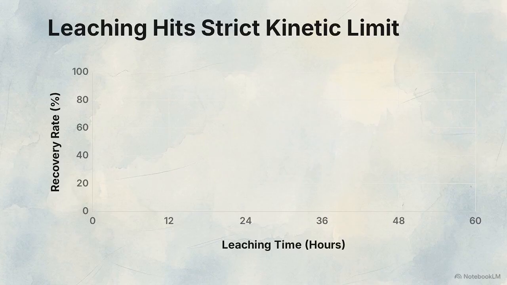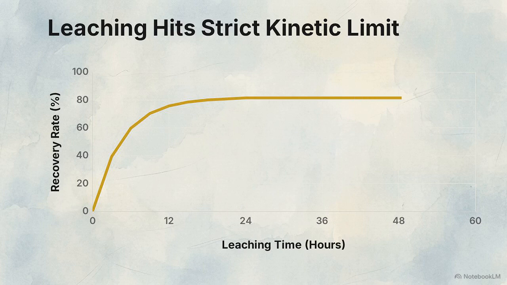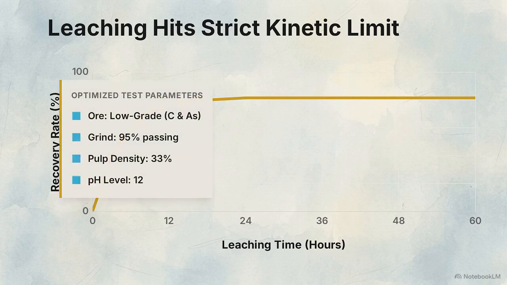This asymptotic curve plots leaching time against recovery rate to illustrate a harsh kinetic reality. The reaction does not scale infinitely. It eventually hits a strict mathematical limit where extending time yields zero additional recovery. Consider test data from a low-grade oxidized gold ore containing carbon and arsenic. The parameters were heavily optimized: an incredibly fine 95% passing grind, a 33% pulp density, and a pH of 12. When researchers measured the extraction at 24 hours, 36 hours, and 48 hours, the leaching rate was completely static. It flatlined exactly at 81.48%. Leaving it in the tank for an extra day did absolutely nothing.